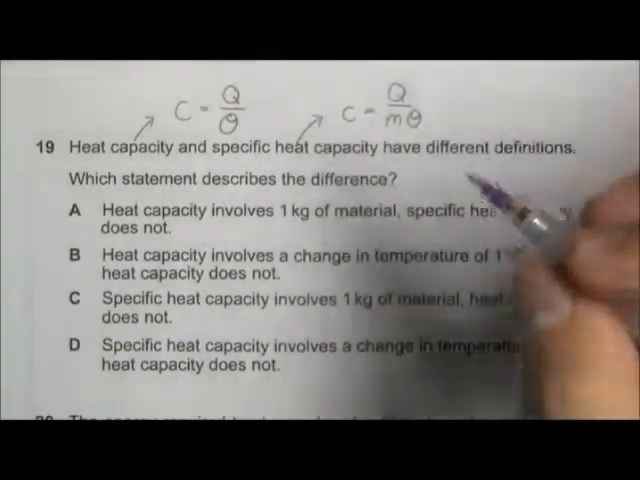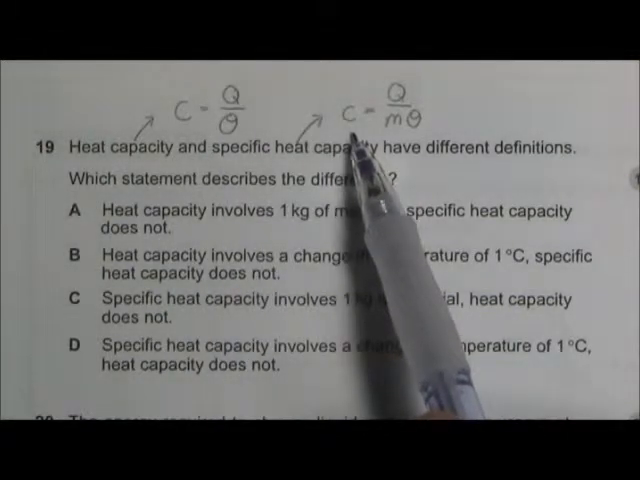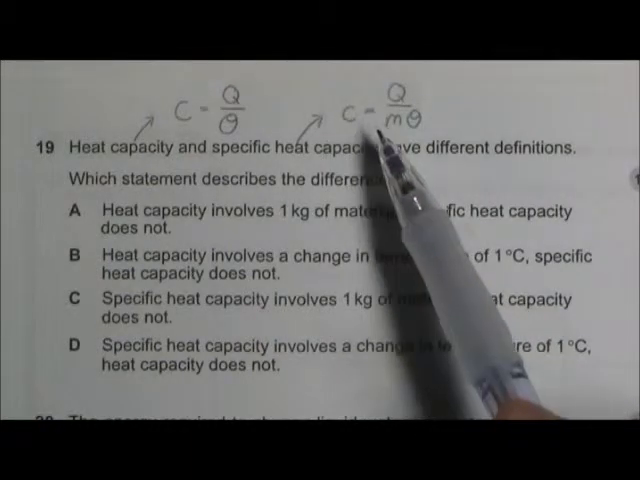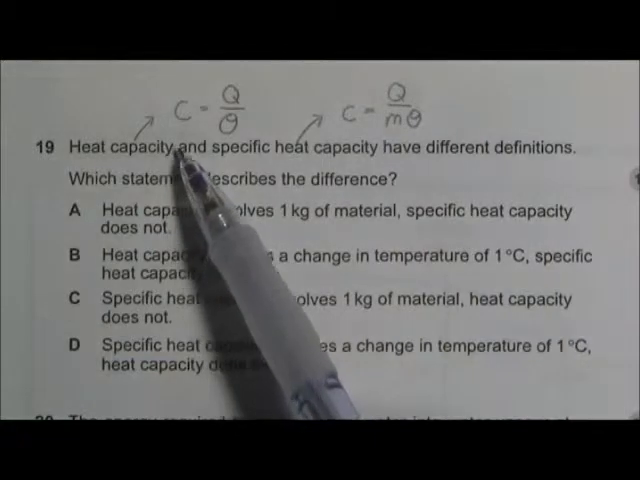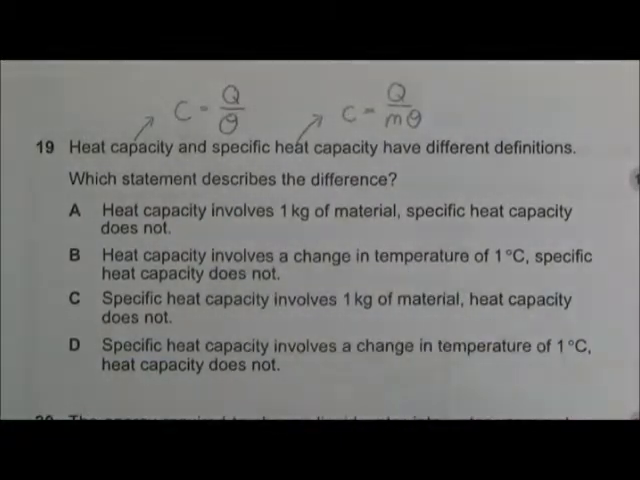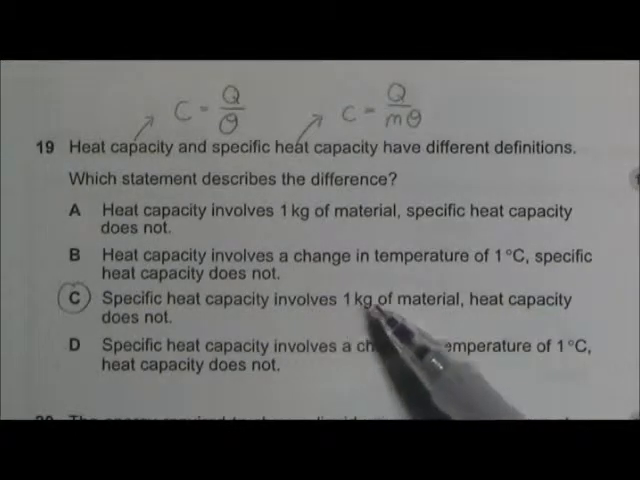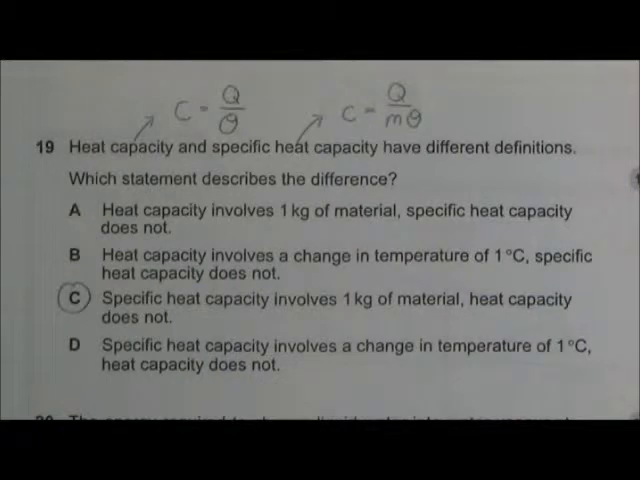The difference between heat capacity and specific heat capacity is that specific heat capacity involves the mass, but heat capacity doesn't. So the answer should be C. Specific heat capacity involves 1 kg of material, heat capacity does not.